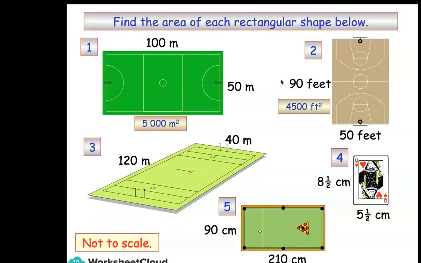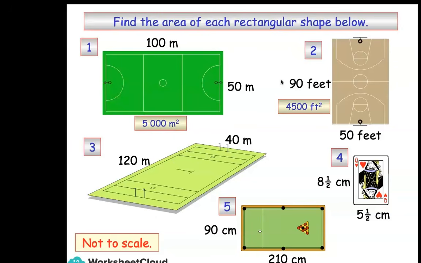The basketball court is 90 feet times 50 feet, so more of an imperial measurement. But it doesn't matter if the units are metric or imperial, the same rules apply. You just multiply the length by the width. So 90 times 50, or 9 times 5 is 45. You've got 2 zeros in the question, so you know you must have 2 zeros in the answer, because in the question it's a multiple of 10 times a multiple of 10, and then that gives you a multiple of 100 in the answer. So 4,500 feet squared.